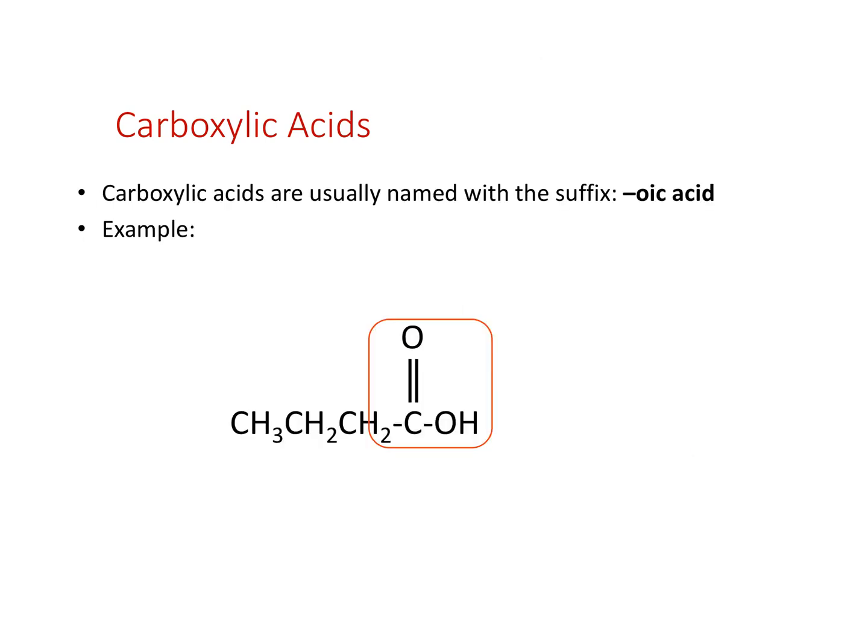So here's an example of that. I've got a carbon chain that is 1, 2, 3, 4 carbons long. So 4 carbons long, that would be butane. I have to drop the E ending, and I have to add oic acid to that. So that would become butanoic acid.